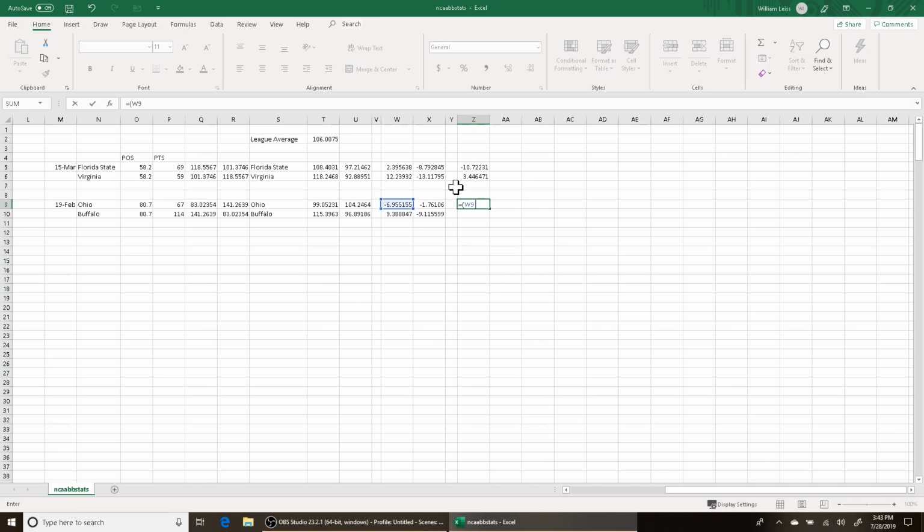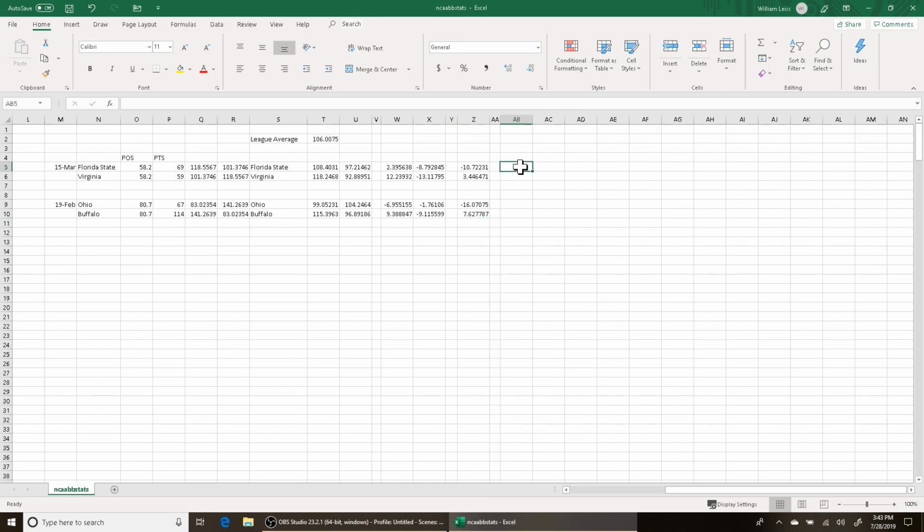Now we're going to do Ohio's delta, W9 plus X10. And then Buffalo's delta, W10 plus X9. So now we have all these deltas right here. And now all I have to do with the deltas is add it to the league average, which in this case is T2, 106.0075, plus Z5, minus 10.72.